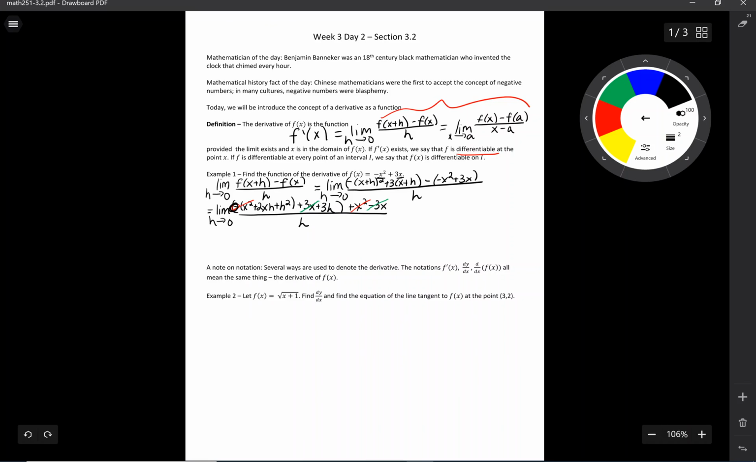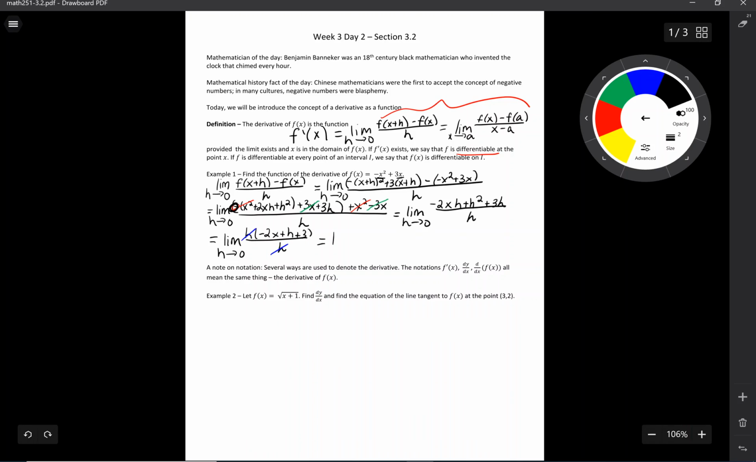So not forgetting about this negative sign here, this becomes the limit as h goes to 0 of negative 2xh plus h squared plus 3h over h. And now I can factor out an h out of every term in my numerator. So this becomes the limit as h goes to 0. If I factor out an h from every term on the top, I get h times negative 2x plus h plus 3 over h. And now it's that magical moment when the h's cancel.